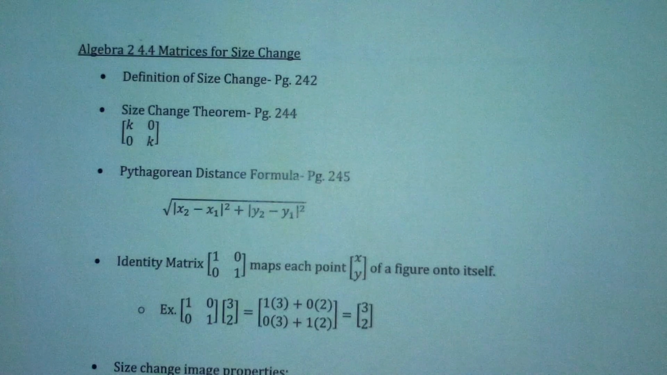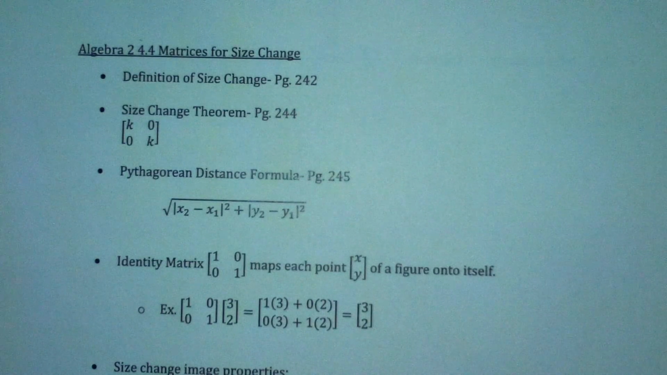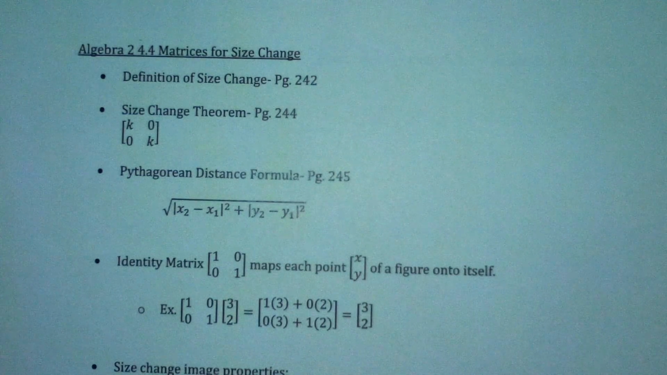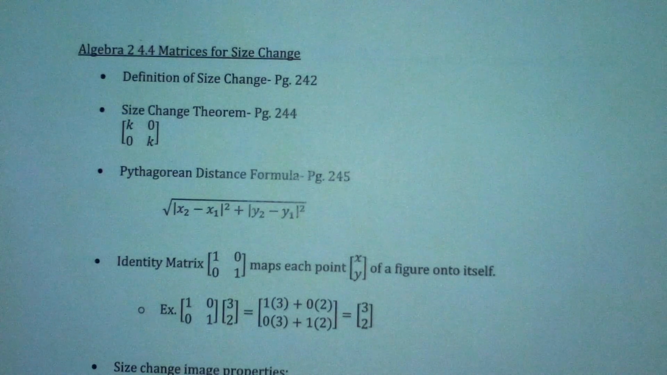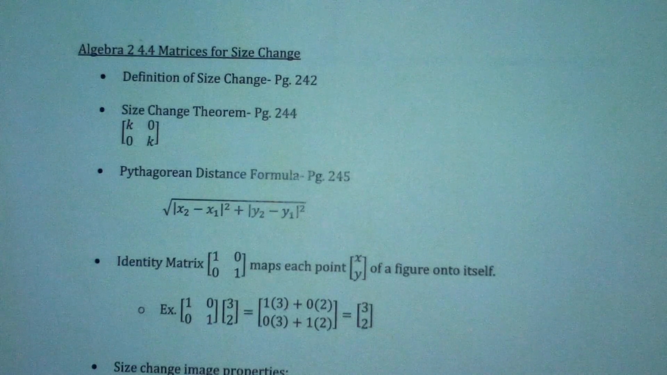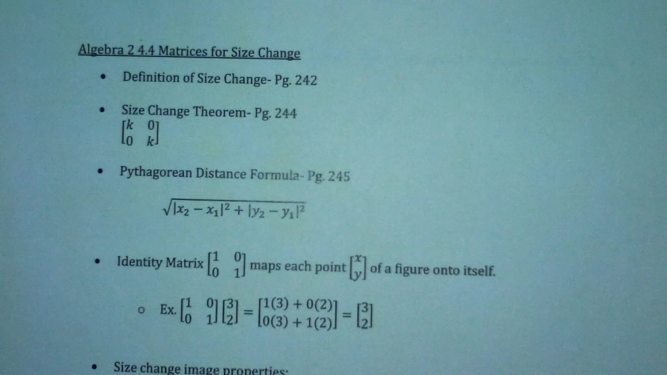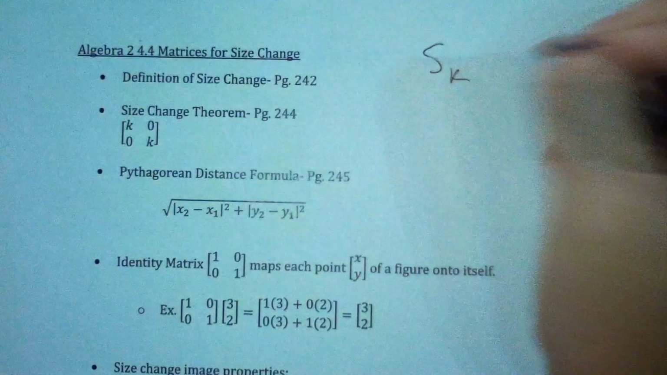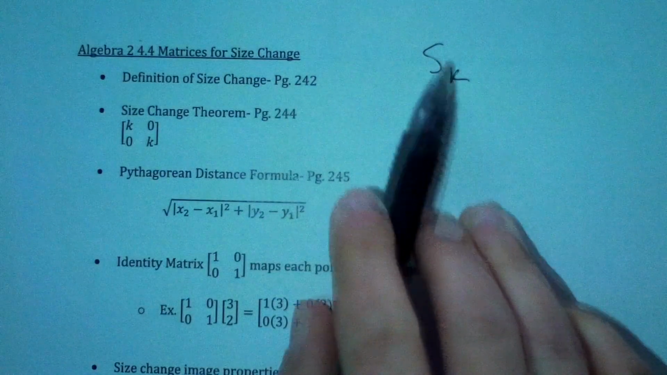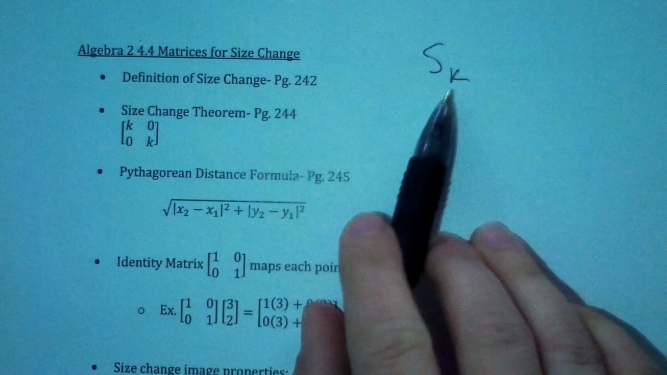So if it was a size change of 2, you just take all your ordered pairs times 2. And then it says there with center 0, 0, so it's just expanding off 0, 0, and the magnitude is k. They denote it there as S sub k. Whatever the subscript is, that capital S just stands for size change. The little k tells you how much bigger or smaller it's getting.